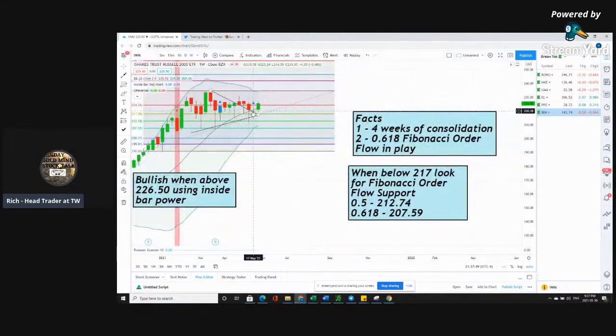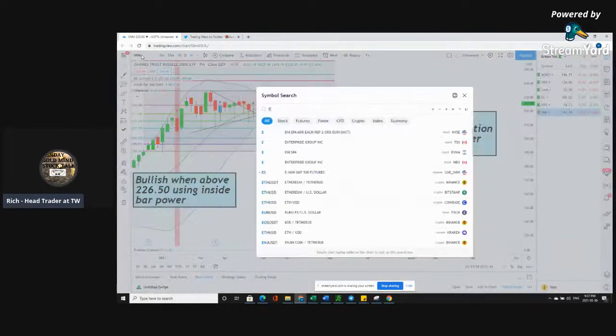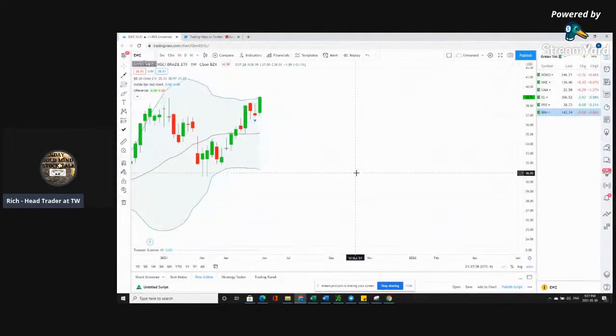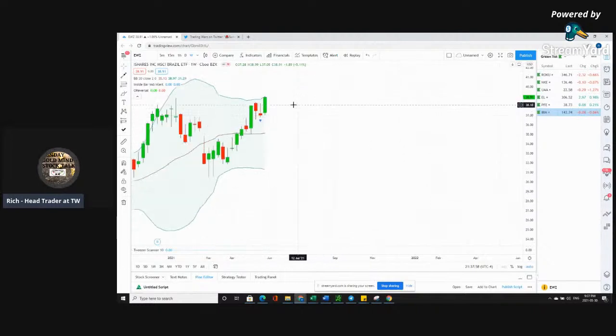IWM, same analysis as the index. We had the inside week last week. We broke above. Bulls are really looking to test all-time highs again in the short week coming. So let's see. So here we go. Inside week. iShares Brazil ETF. Look at that. Inside week last week. Take the break above. That's a good scalp right there.